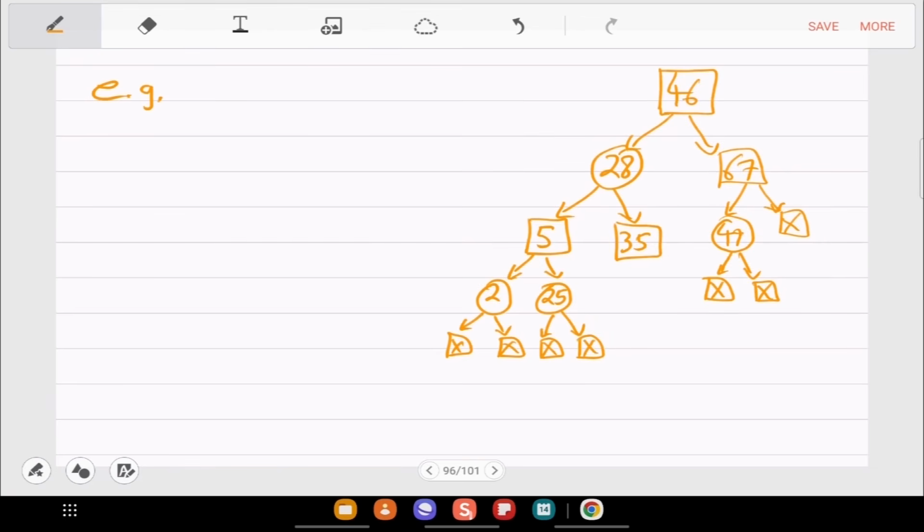And 35 is still not complete. So we can do a similar thing. 31 and 41 maybe. Okay, so these are now 4 leaves. So now you can see that in every path from the root, so this is a red black tree.